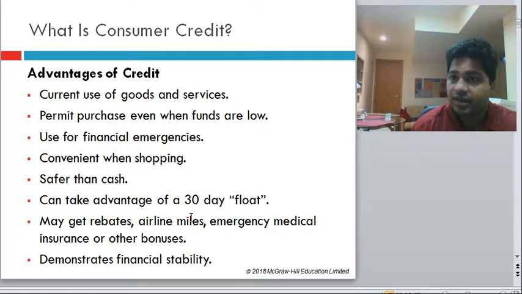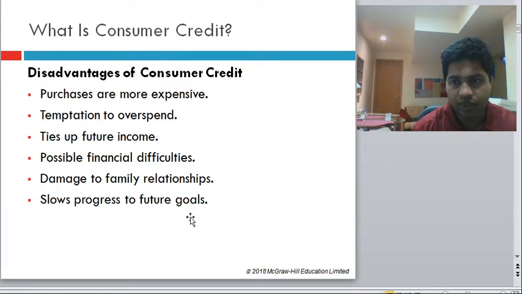Convenient when shopping. It is very convenient to use cards while shopping, safer than cash. You can take advantage of 30 days float. So if you pay your credit card bills on time, they don't charge you any interest. So it's like using credit for free. May get rebate, airline miles, emergency medical insurance, and other bonuses. And you demonstrate financial stability. So you build your credit ratings.